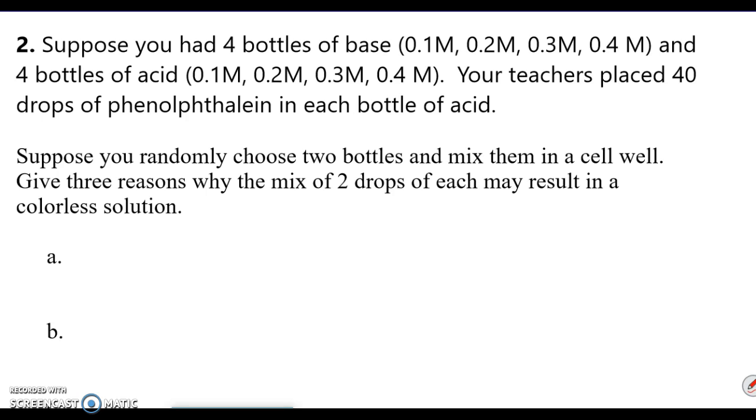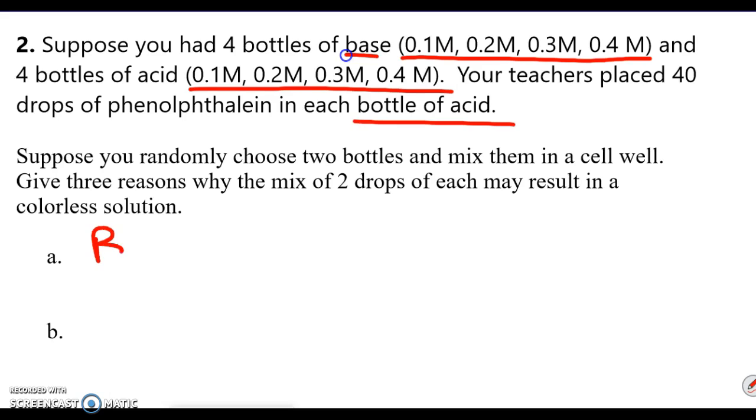Suppose you had 4 bottles of base, and these are the molarities, and you had 4 bottles of acid, and these are the molarities. Your teacher placed drops of phenolphthalein in each bottle of acid. So if I put phenolphthalein in an acid, nothing happens. It stays colorless. So suppose you randomly grabbed 2 bottles, and you mix them in a cell well. Give 3 reasons why the mixture of the 2 results in a colorless solution.